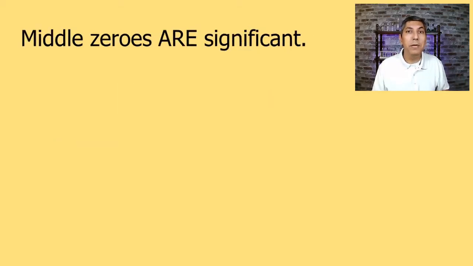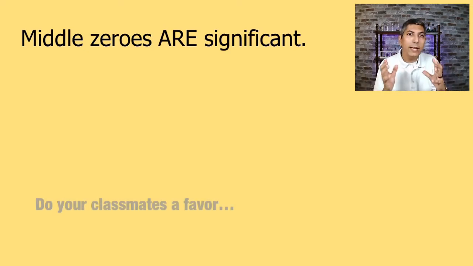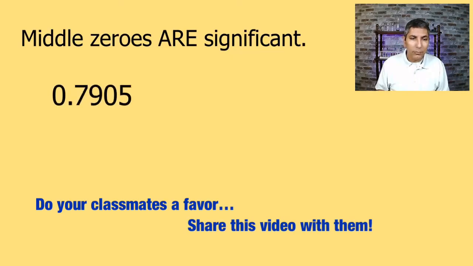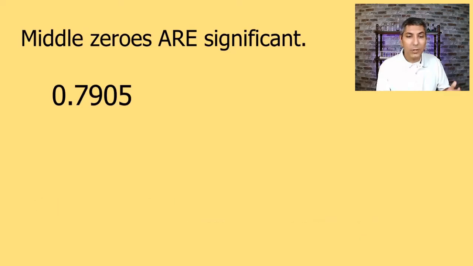Another rule, middle zeros are significant. When I say middle zeros, I'm talking about zeros that are wedged in between non-zero numbers. So for example, if we have this number 0.7905, well, we know that the 7, the 9, and the 5 are significant because they're non-zero numbers. That leading zero is not significant, but the middle zero is significant. So this number has four significant figures.